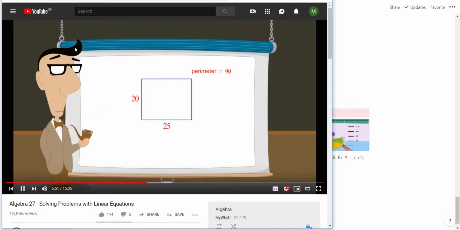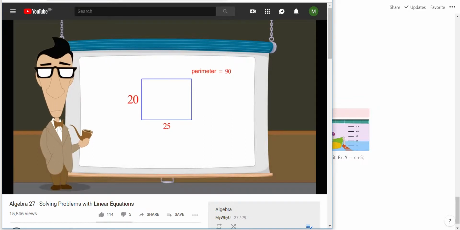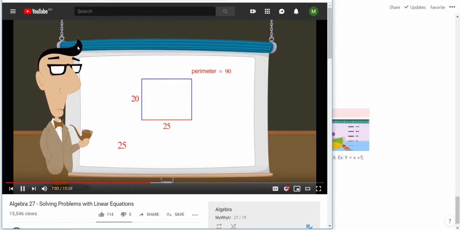This solution is reasonable, since we are told that the length of the room is 5 feet longer than its width, and the sum of the lengths of all four sides, 25 plus 20 plus 25 plus 20, is equal to the perimeter, which is 90 feet.